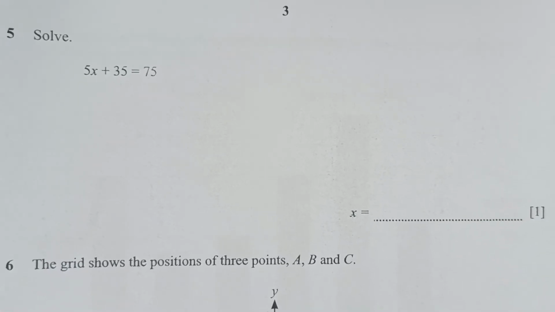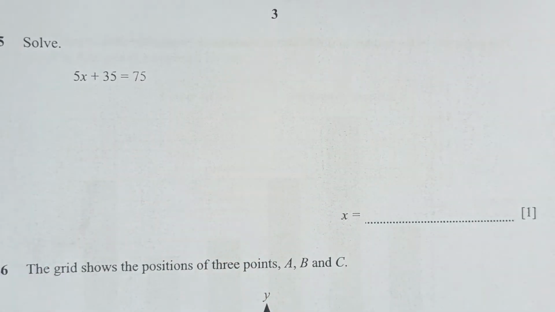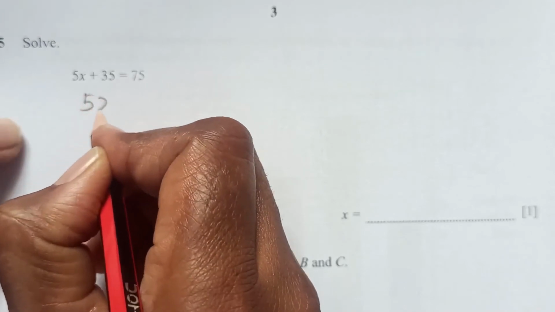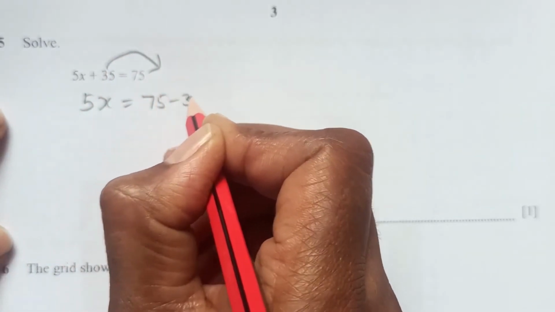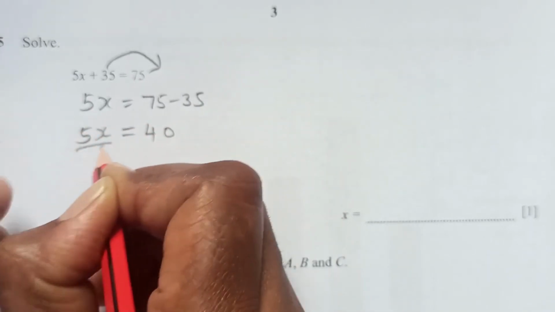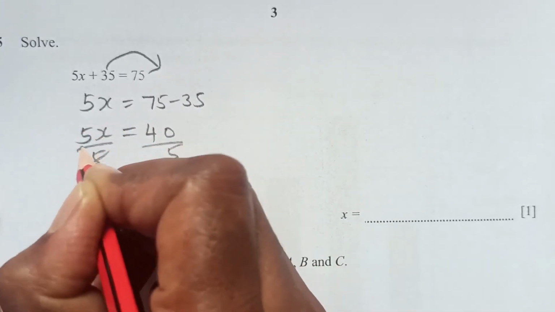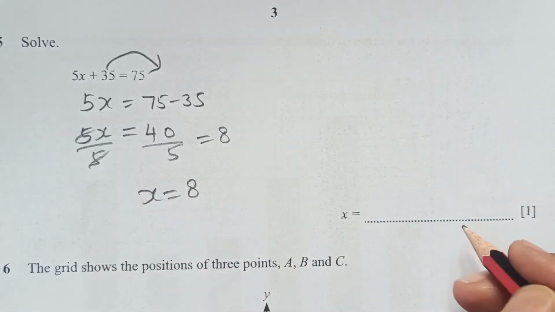Now we have this: solve 5x plus 35 equals 75. So 5x equals, shift 35 to the other side, 75 minus 35, 40, divide by 5, divide by 5, which is 8. So the value of x is 8.